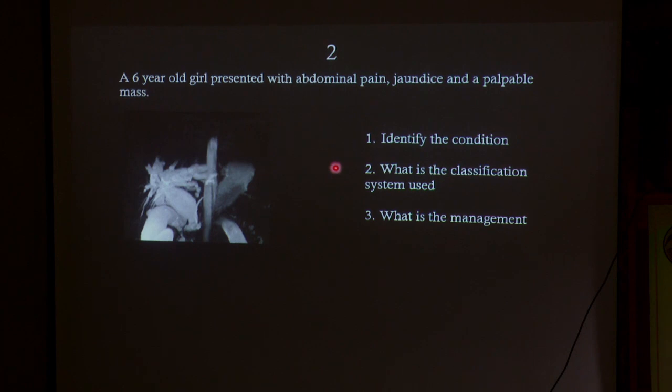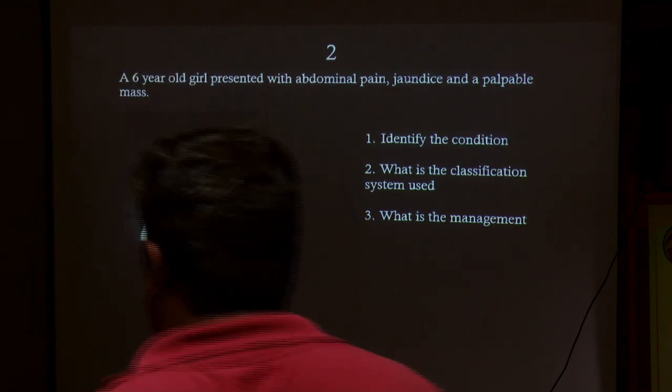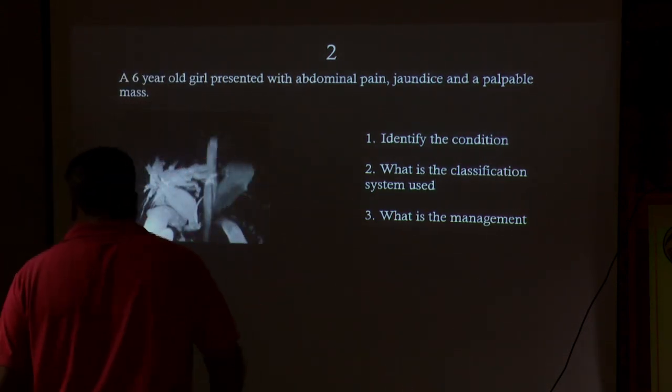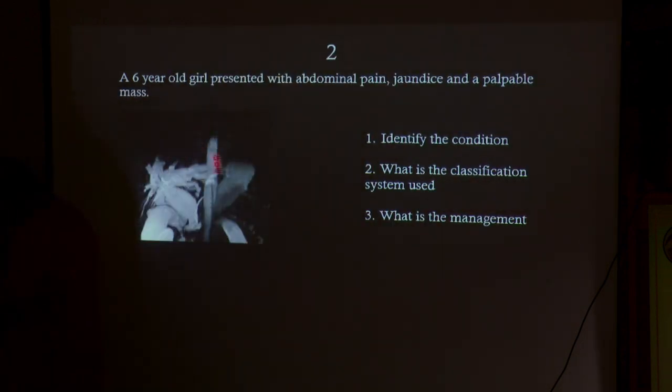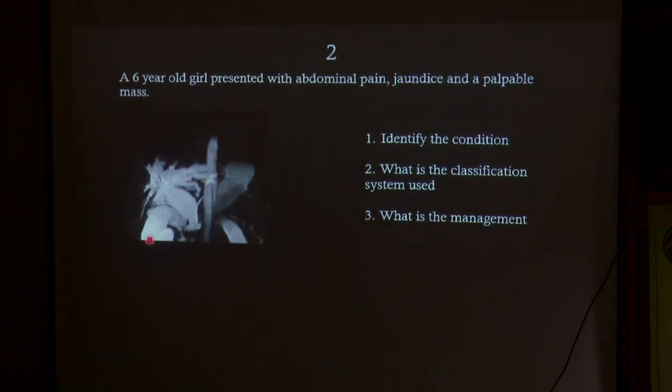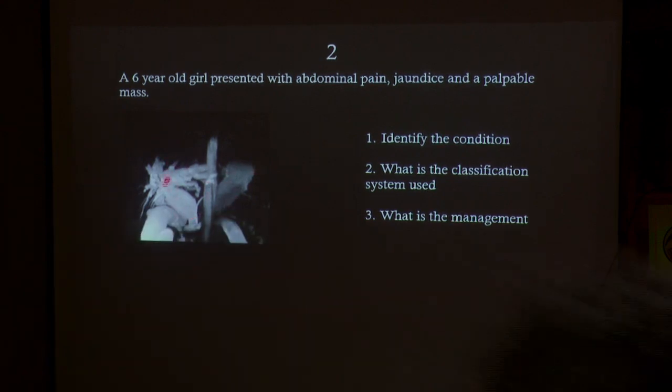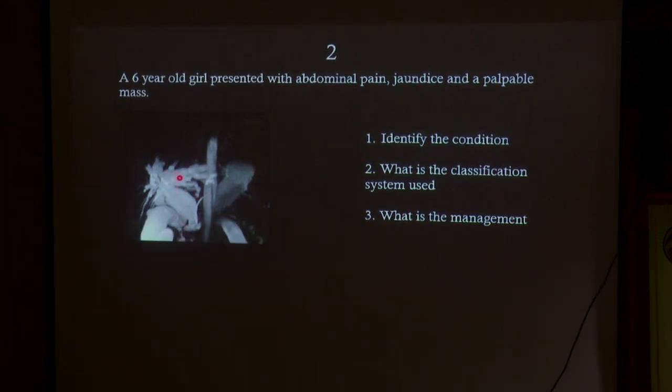So it's a 6-year-old girl who presented with abdominal pain, jaundice, and a palpable mass in the right hypochondrium. So what is the diagnosis? What is the modality? So what is the technique used here? This is an MRCP image. So what are you able to see here? Forget about these structures, just see these structures here. So what are you able to see here?